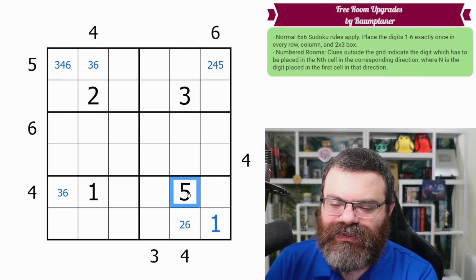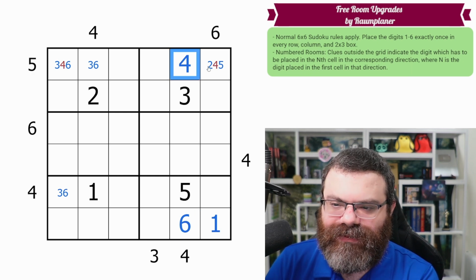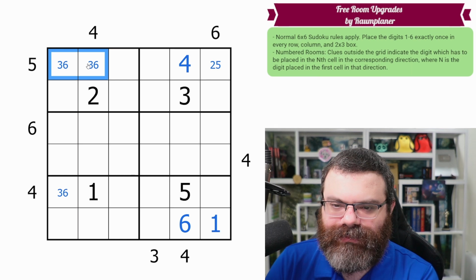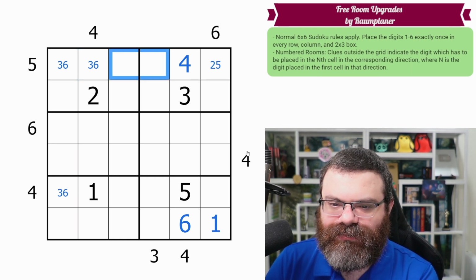And it also can't be a 2 because there's a 5 sitting there. So we get our first digit. This is a 6, which then places the 4 there. That removes these 4s. We get a 3-6 pair here. Very interesting. Okay. So the rest of this row is 1, 2, 5.